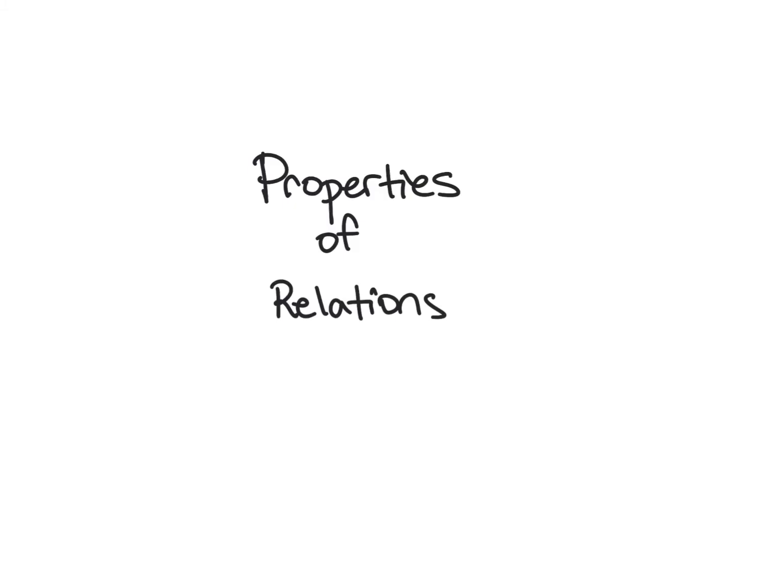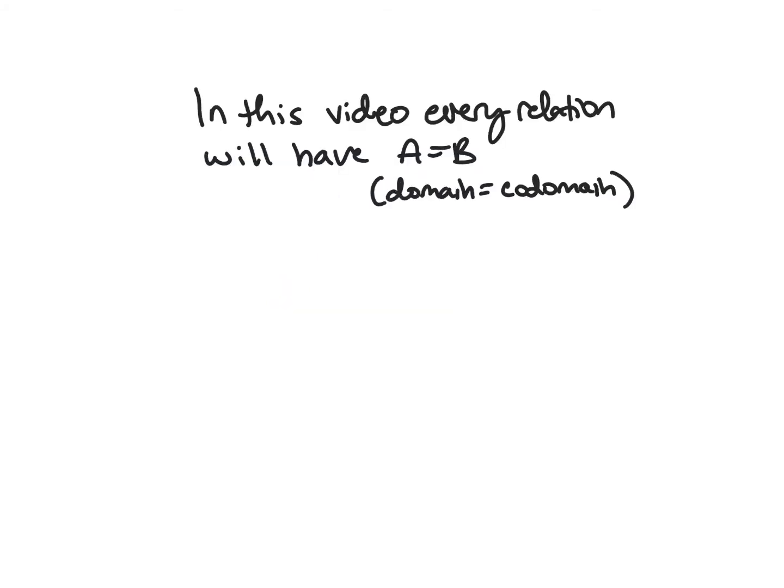Hello everyone. In this video, we're just going to give a short introduction to some properties of relations. So in this video, every relation that we talk about is going to have the domain equal to the codomain, so A will equal B. And because of that, we can make our arrow diagrams look a bit different.